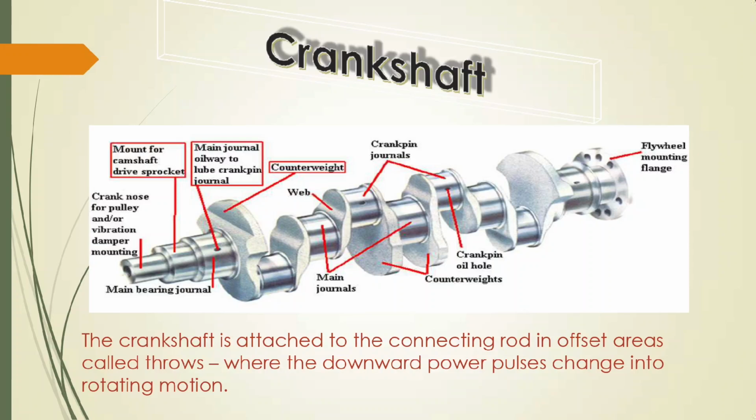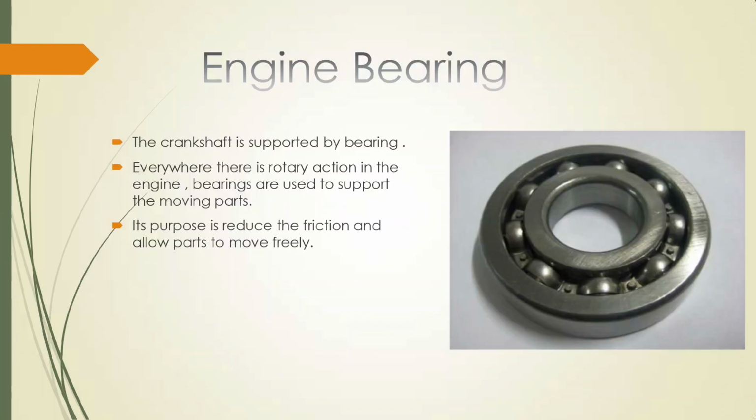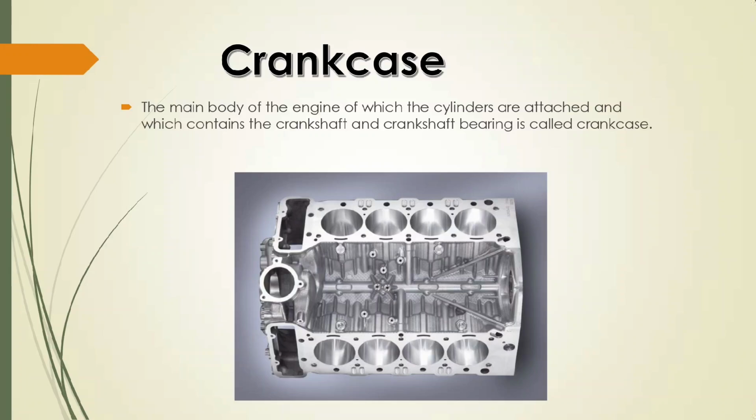The crankshaft is attached to the connecting rod in offset areas called throws, where the downward power pulses change into rotating motion. Engine bearings. The crankshaft is supported by bearings. Everywhere there is rotary action in the engine, bearings are used to support the moving parts. Its purpose is to reduce the friction and allow parts to move freely. Crankcase. The oil sump which is used to store the oil is called the crankcase. It is acting like a sump for oil.